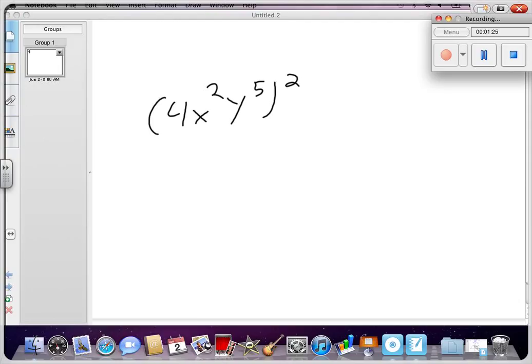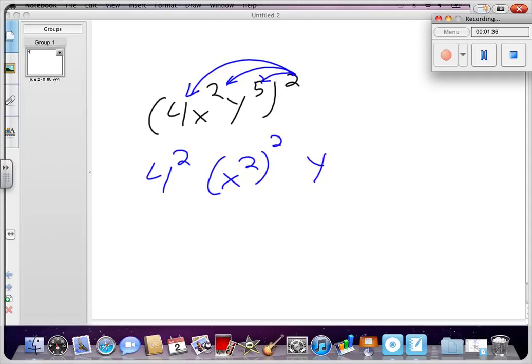So it's kind of like distributing that square to each of the terms inside. So we're going to do 4 squared, x squared squared, y to the 5th squared. 4 squared, 4 times 4, is 16. X squared squared is x to the 4th, because remember our rule that you should probably have written down in your formula sheet: any number taken to a power, you multiply. Y to the 5th squared is y to the 10th. So that would be answer D.